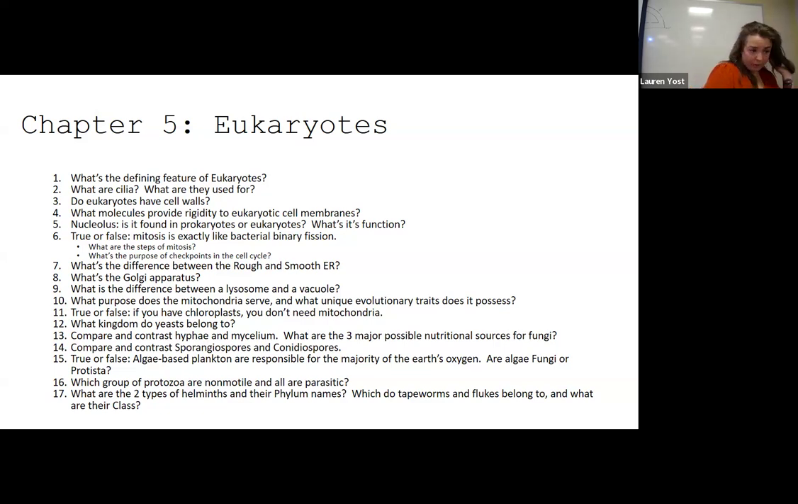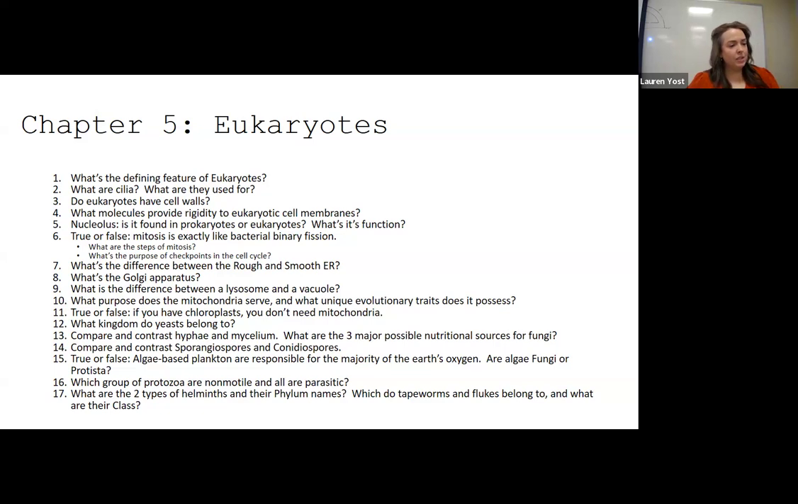What molecules provide rigidity to eukaryotic cell membranes? The membranes of eukaryotic cells are going to be provided with rigidity either from a cell wall, if they have it. If they don't have a cell wall, then they're going to have sterols like cholesterol, which we mentioned a little bit with the mycoplasmas in the bacteria chapter, but it's very prominent in eukaryotes. Our own cells, for example, have sterols.